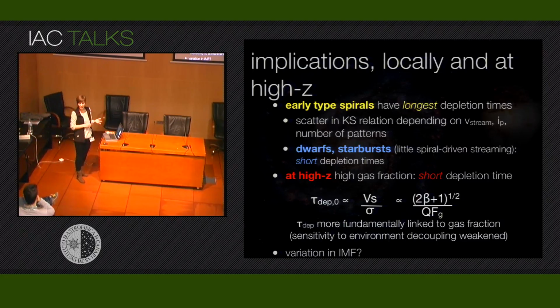Now, you can make a first stab at relating star formation at all times with this expression for the gas depletion time. And to do that, really, I think it's best to write things in terms of the Toomre stability parameter Q and the gas fraction of the system. So that's what I've shown you here. And what you can see here is that the higher the gas fraction, the shorter the gas depletion time.